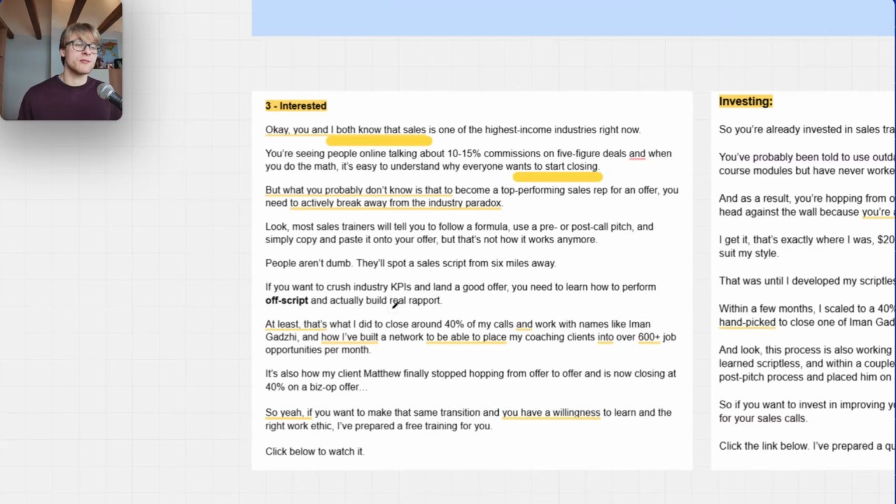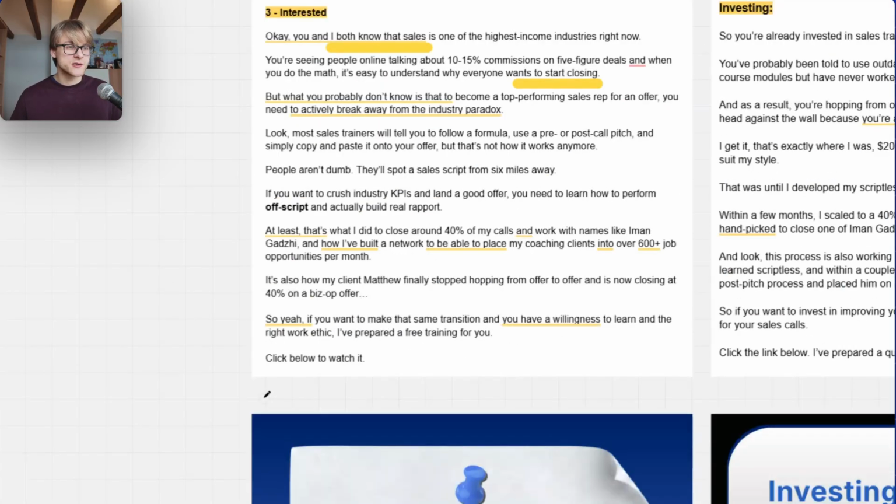At least that's how I did it to close around 40% of my deals and work with names like Imangadzhi, which is facts, by the way, and how I've built a network to be able to place my coaching clients into over 600 plus opportunities. So yeah, if you want to make the same transition and you have the willingness to learn and the right work ethic, I've prepared a free training for you. Click below to watch it.